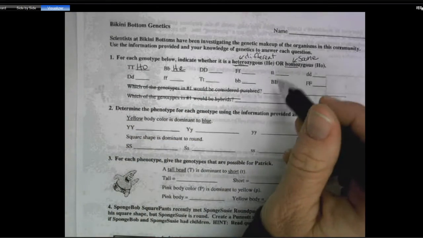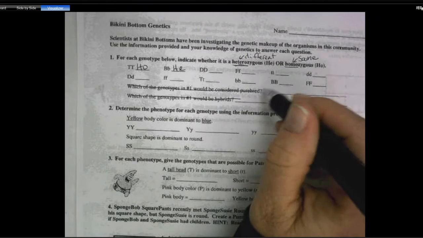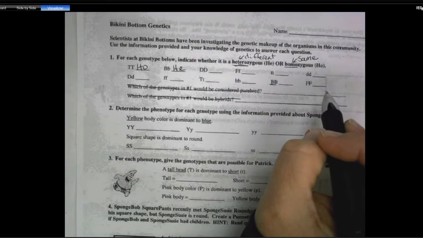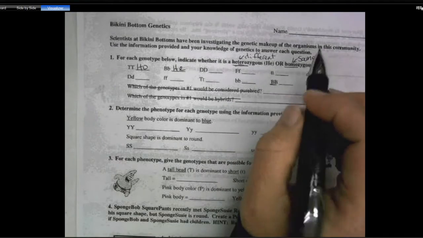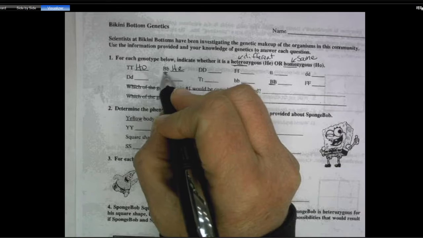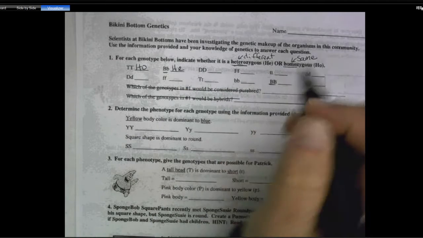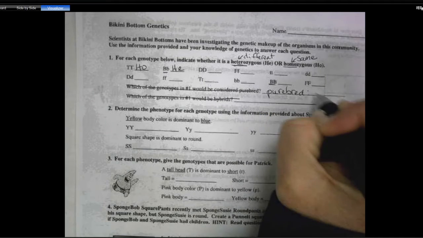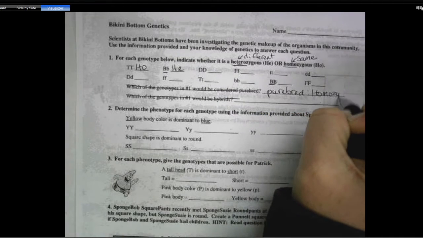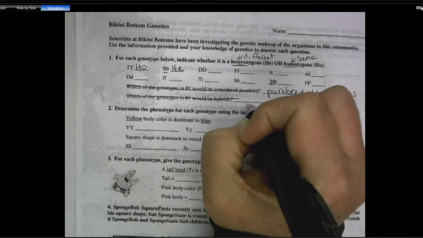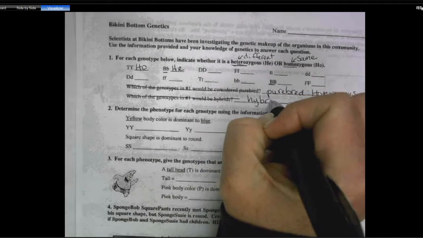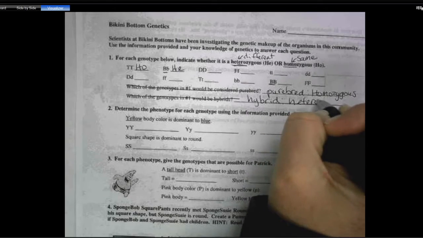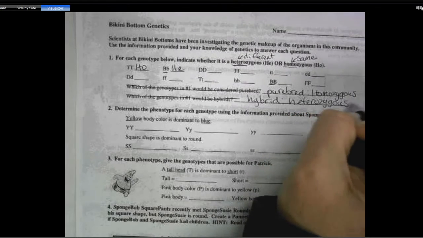Don't worry about purebred and hybrids. Purebred, just so you understand, there is a question in here, is more like a homozygous, okay? And a hybrid would be more of a heterozygous, okay? So if you remember, a purebred is homozygous, and you'll use this in one of the other questions, and a hybrid is a heterozygous, okay?